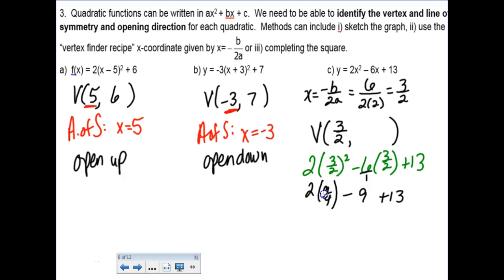So multiplying 2 times 9/4, that's 18/4, which will reduce to 9 over 2. All right, 9 over 2 minus 9 plus 13. Okay, I'm going to go to fraction land. This is 4.5. So -9 plus 13 is 4, and 4 plus 4.5 is 8.5.